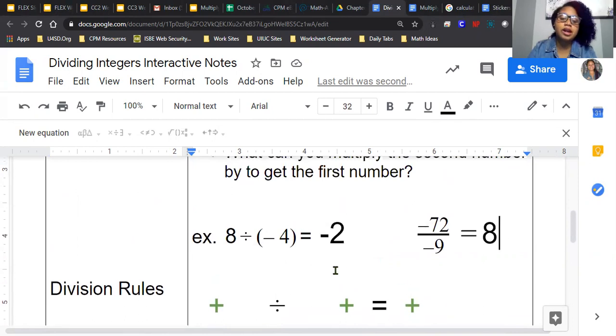What I want you to realize is that division can be written in multiple ways. You can have it where there's an actual division symbol, like you see here in this problem. You can also see it written as a fraction. So when you have a fraction bar, -72 in the numerator and then -9 in the denominator, this looks like just a fraction, but that also represents division. The fraction bar also represents division.